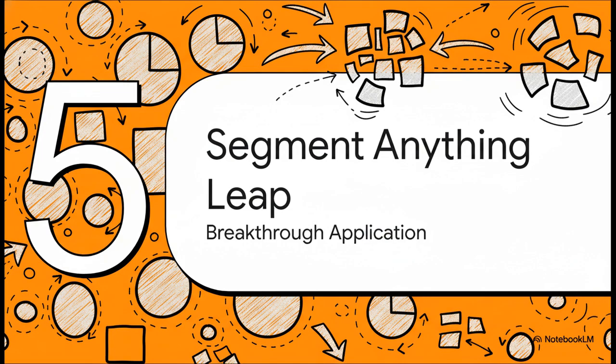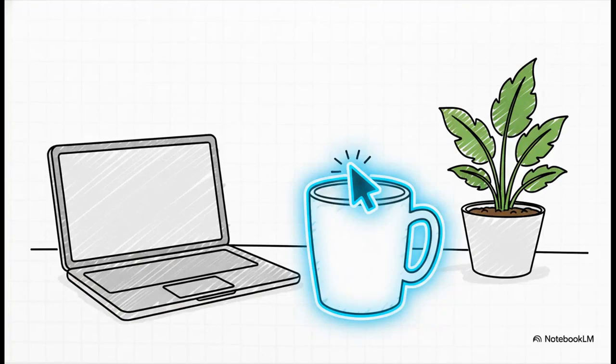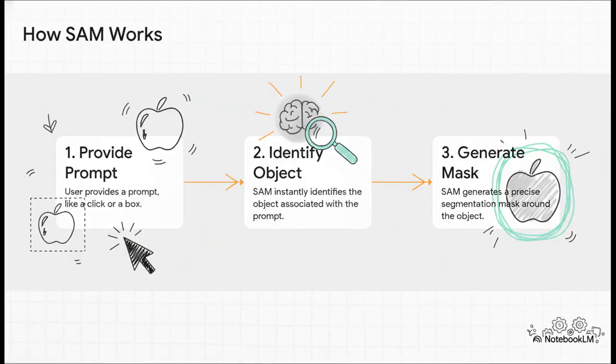And this thing is a true game changer. So what is SAM? Well, in short, it's a model that can cut out any object from an image with incredible precision. And the best part is, you don't need to be a data scientist to use it. It works based on simple, intuitive prompts from a user, which makes it a huge step towards truly flexible computer vision.